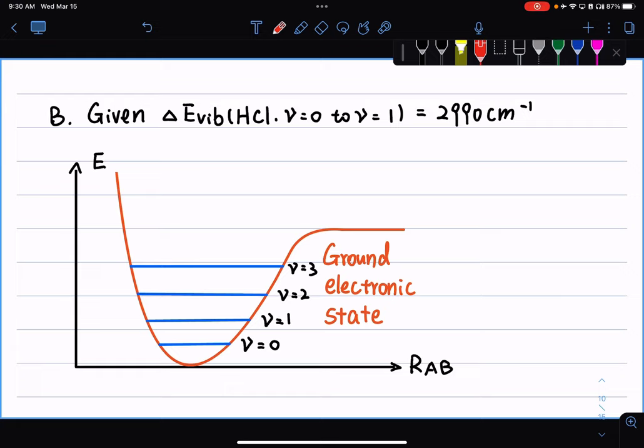Next up, moving to the vibrational case. So here, again, it's given the delta E vibrational of the same molecule from mu equals 0 to mu equals 1. And here the delta E is given in wave number. We'll talk about wave number soon. So what is that vibrational energy on the diagram here? It's from mu equals 0 to mu equals 1. So that's my vibrational energy.